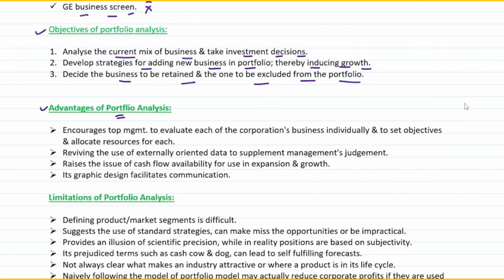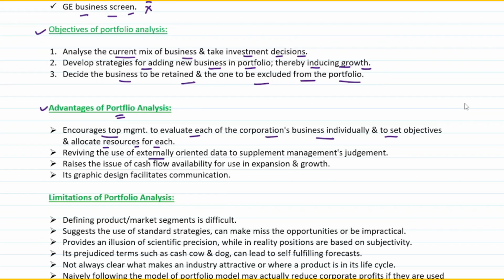The various advantages of portfolio analysis are: first, it encourages top management to evaluate each of the corporation's business individually and to set objectives and allocate resources for each. So you should not look at the business as a whole. Portfolio analysis helps you to analyze each business unit on its own individually, and you set the objectives dedicated to that particular business individually, and you allocate your resources for each of them accordingly.